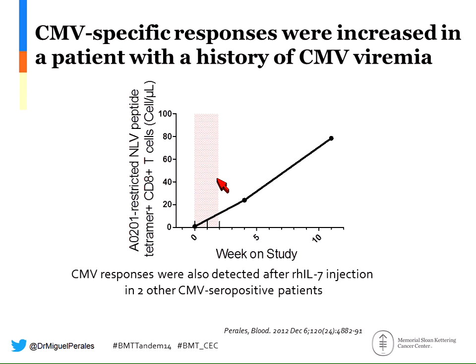The hashed area is the treatment period. So when we first start, she has no T cells against CMV. And then she has a dramatic rise in CD8 T cells against CMV once we start the drug. We were able to take the patient off valganciclovir, and she had no further reactivation of CMV. So though this is not a direct proof that the drug did this, I think it's very suggestive that by helping the immune system recover with IL-7, we'll be able to generate a functional response against the virus.